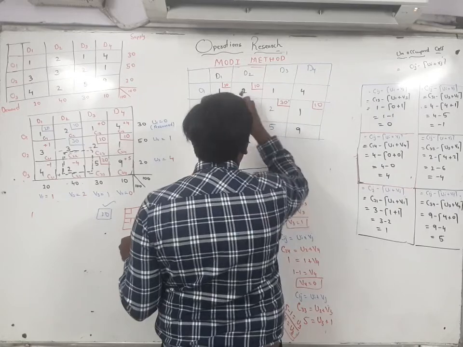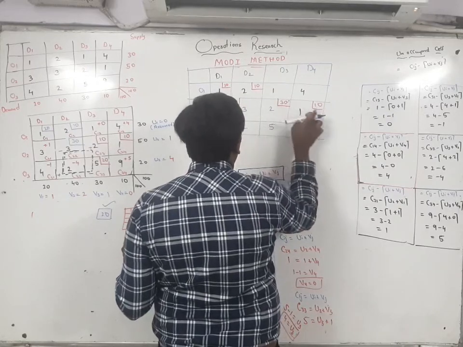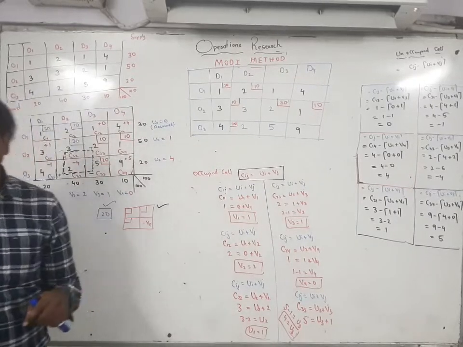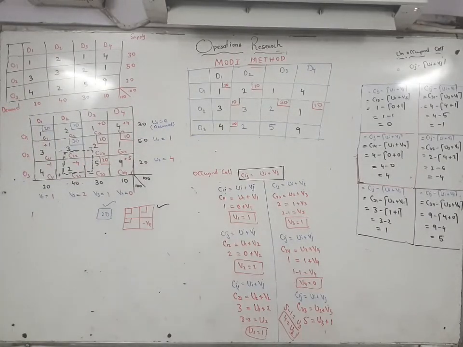No need to locate. 1, 2, 3, 4, 5, 6. So wherever the plus is there, you have to add, and wherever the minus is there, you have to subtract 20. First you have to add 20, then you have to subtract 20.